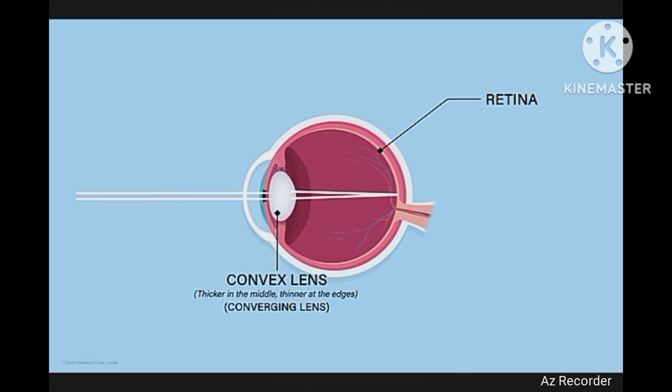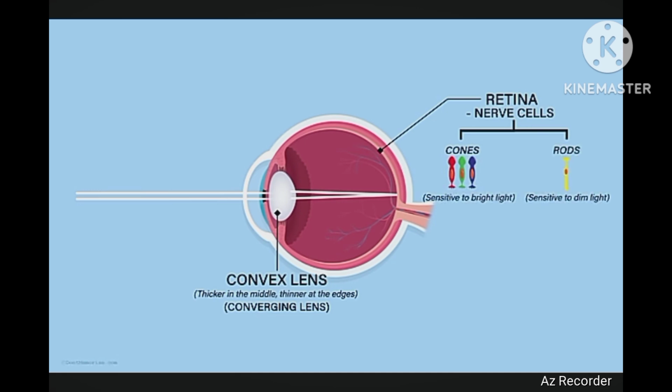When light is focused on the retina, the retina is at the back of the eye and marks the inner layer of the eyeball. The retina contains a lot of nerve cells that sense the light. The nerve cells are of two kinds, namely cones, which are sensitive to bright light, and rods, which are sensitive to dim light. The message or sensation is then transferred to the brain along the optic nerve.